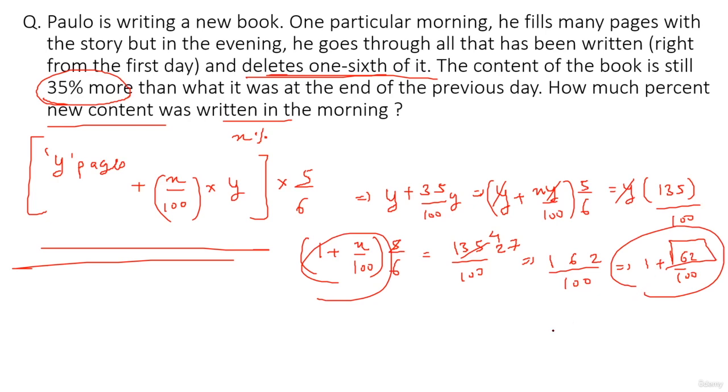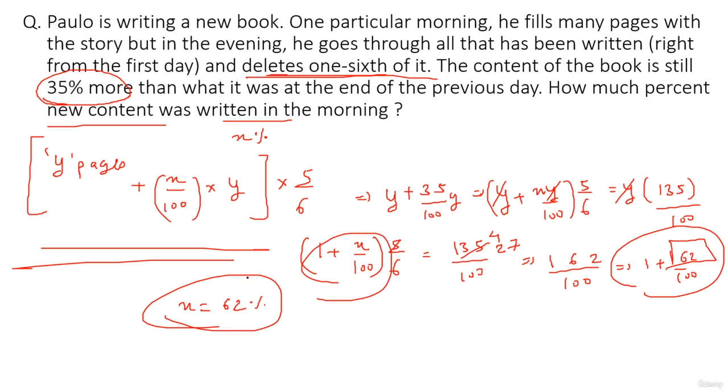So what is the new content he's writing every day? He's writing 62% in new content every day. That's the answer, 62%. We'll see one more approach to solve the same question, guys. Instead of taking y pages, you can solve with 100 pages as the initial number of pages. Anyway, वो cancel ही हो जाएगा. That is the second way out.